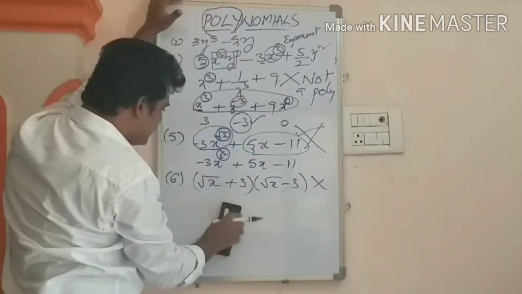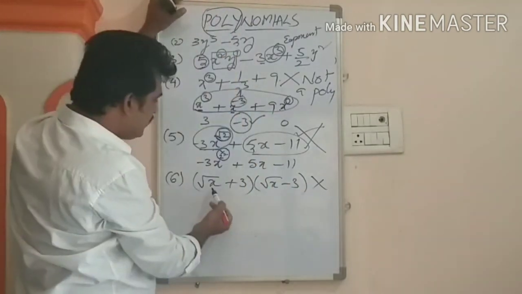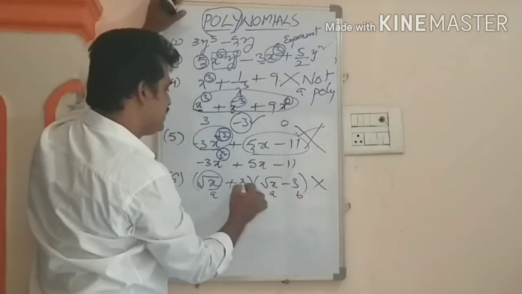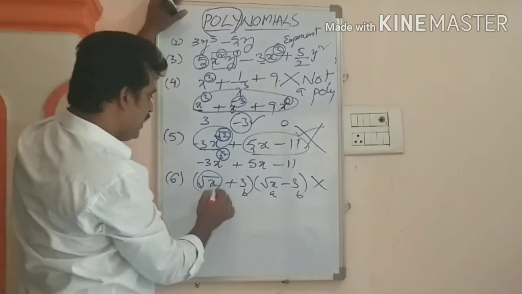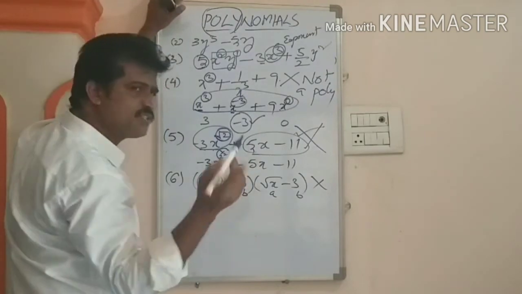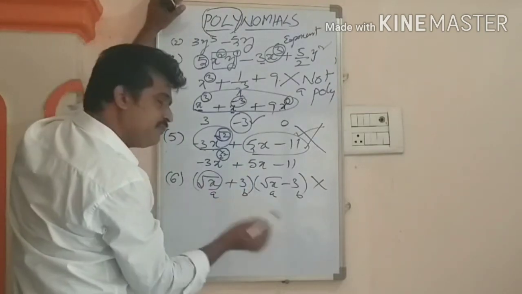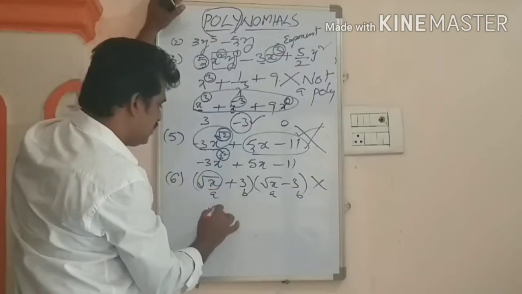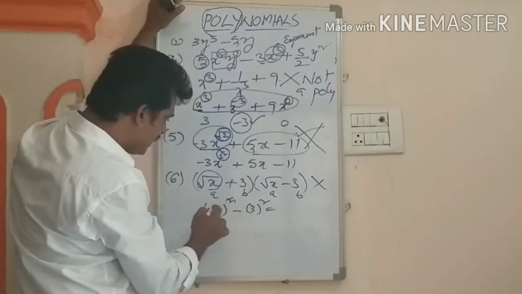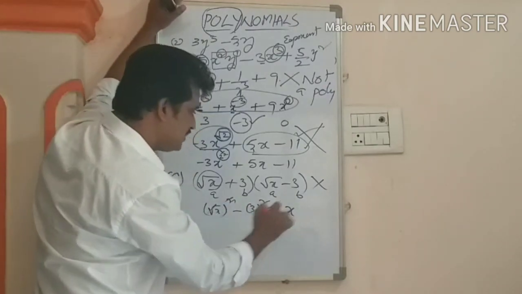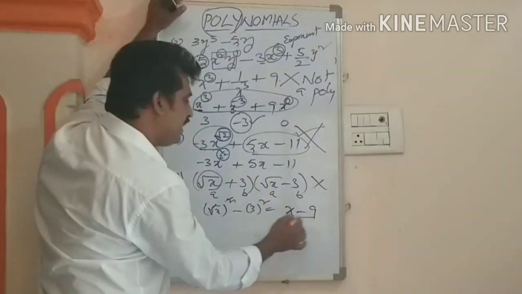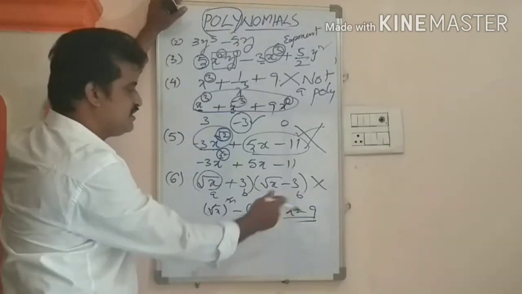So what I am doing is, take this as A and this as B. Now A plus B into A minus B, that's the formula, is nothing but A square minus B square. It is well known. So if you apply that formula here, A square minus B square, now square and root we can cancel. The remaining one is x minus 3 square. 3 square is 9. x minus 9 at last we got. It is a polynomial.